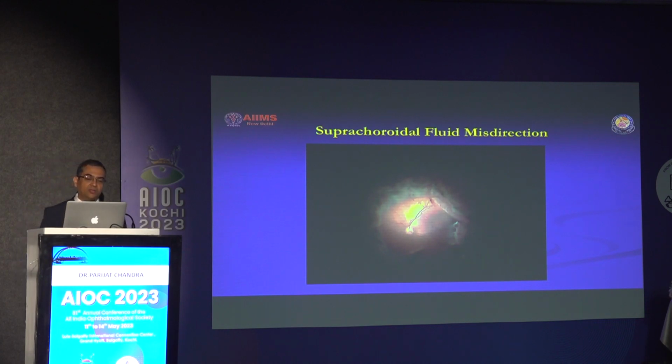Suprachoroidal fluid misdirection is another big problem, especially for newcomers and especially in very small eyes. The cannula might misdirect and cause suprachoroidal fluid misdirection. Again, this is fluid only. If you're careful enough, you inject air through the other port and then let the fluid egress out by itself, so this should not be a problem.